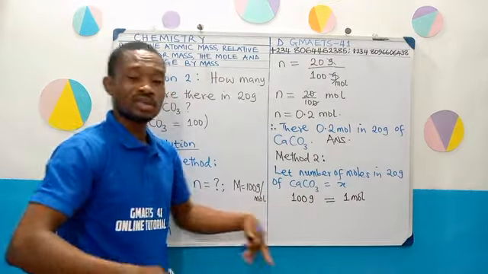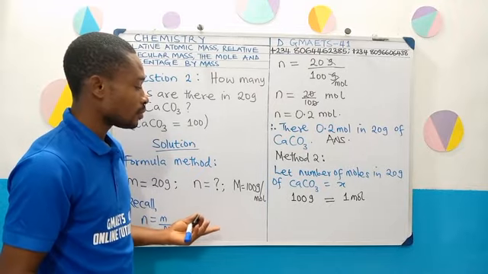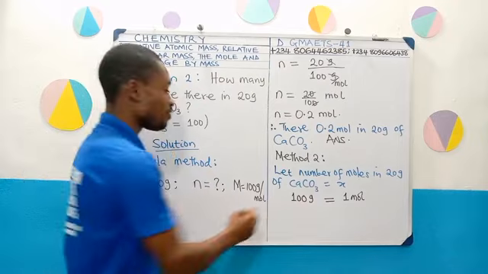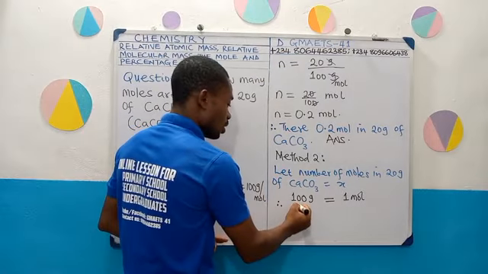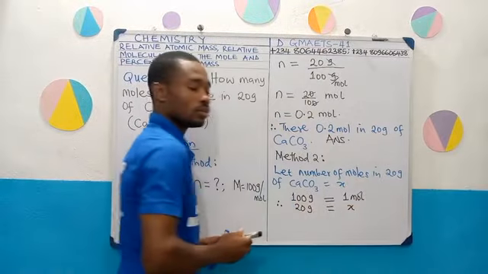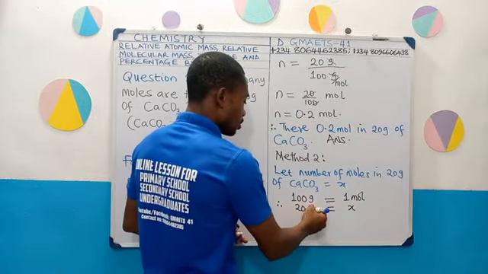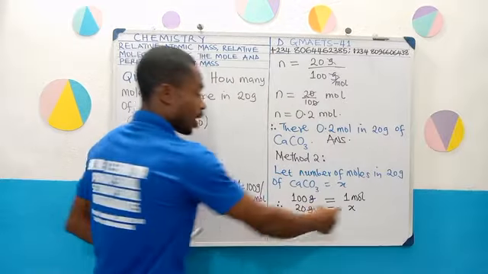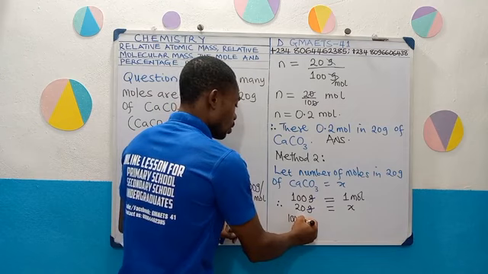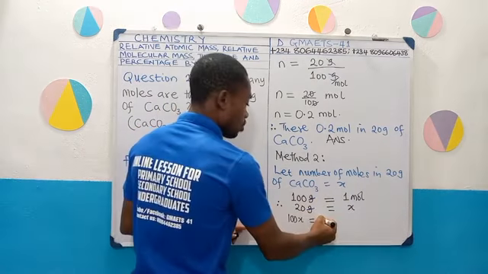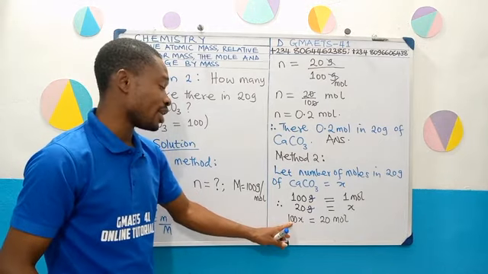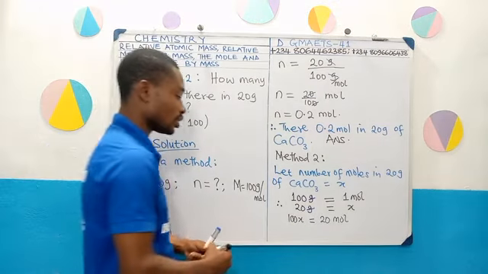If I don't want to put per mole, no error, still okay. That is the standard. 1 mole of any substance will contain the molar mass of that substance. Therefore, the question gave me 20 grams, which will contain how many moles? I don't know. The grams will cancel out, and then you cross multiply. x times 100 will give us 100x. 100x will now be 20 times 1 mole, which will give us 20 moles.